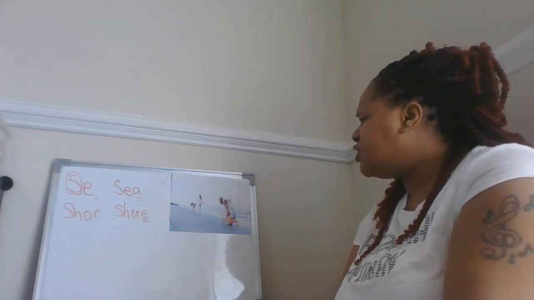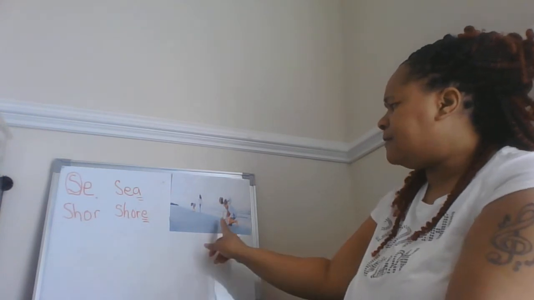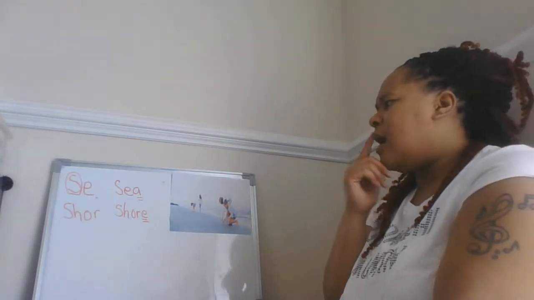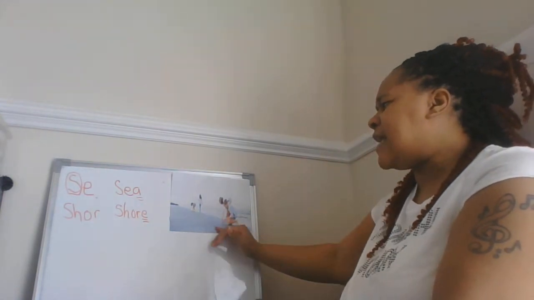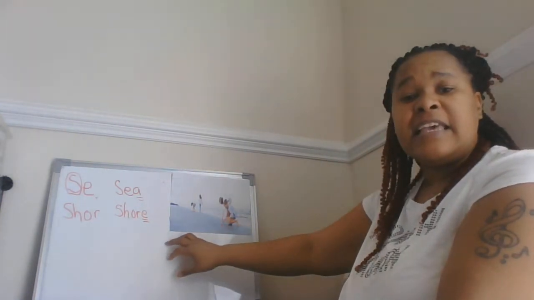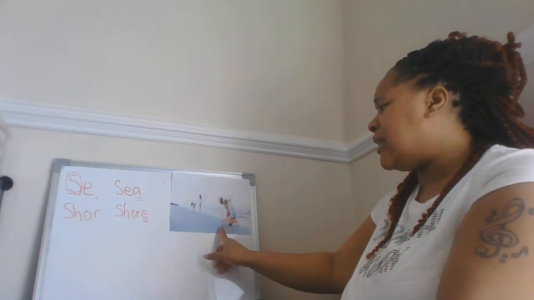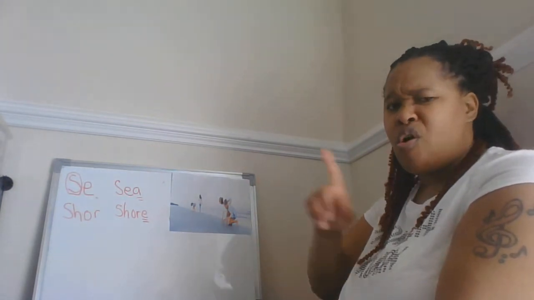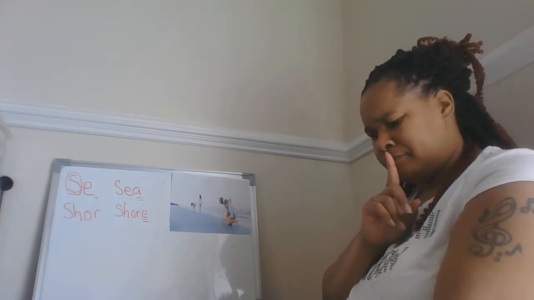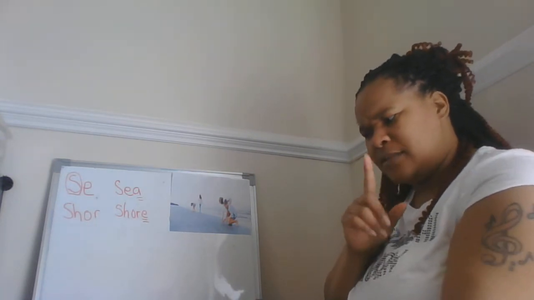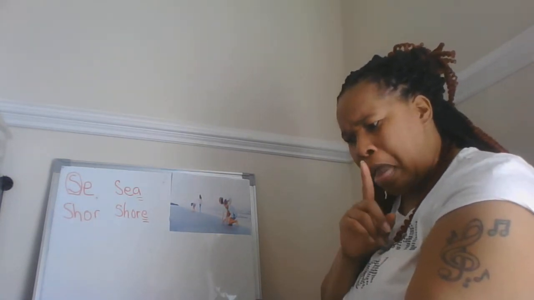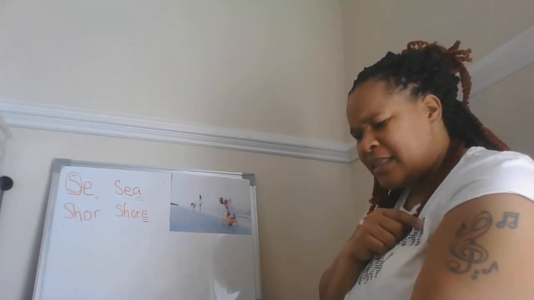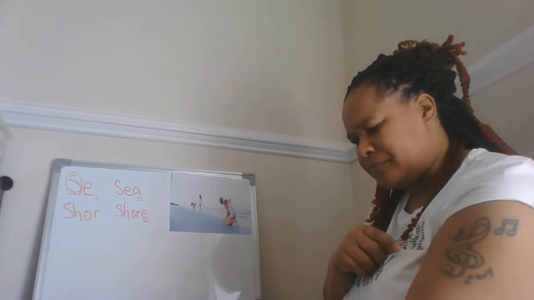And what are some things you could do at the seashore? When Miss Trina goes to the beach, it's where we sit. It's where you sit and play in the sand. It's also where you collect rocks or shells. What are some things we find on the seashore? Huh, let's find out.